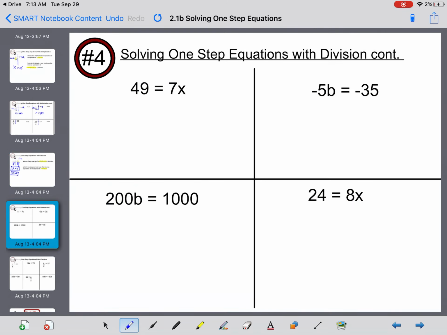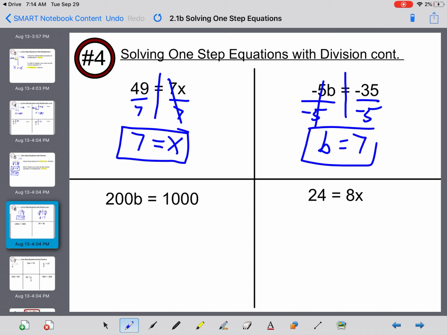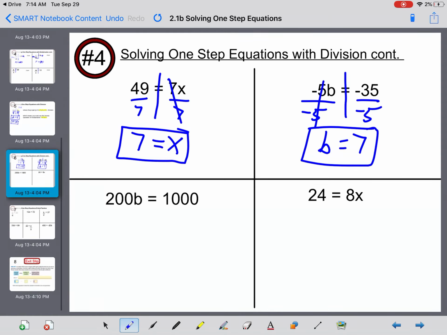So if you take a look at number 4, I see 49 equals 7x. And you're going to divide on both sides by 7 to get x alone. X equals 49 divided by 7 is 7. Here you have a negative 5 times b. I'm going to divide both sides by negative 5. Negative 5's cancel. B equals negative 35 divided by negative 5 makes a positive 7. Okay, again, I'm going to leave these two on the bottom for you guys.